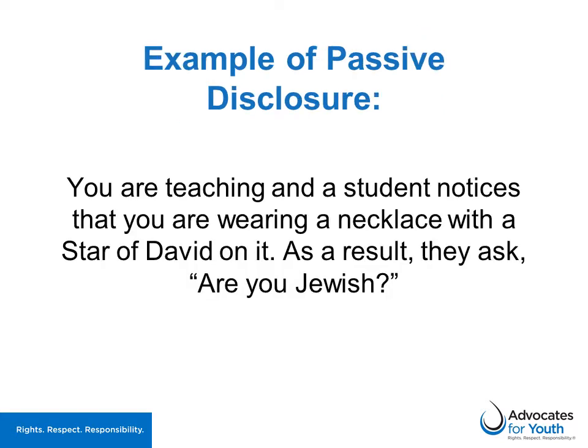Passive disclosure would include something like you're teaching and a student notices that you're wearing a necklace with a Star of David on it. As a result, they ask you, "Are you Jewish?" That's a situation in which you haven't done anything but express who you are by your dress, your mannerisms, or your jewelry. It's a good example of passive disclosure.